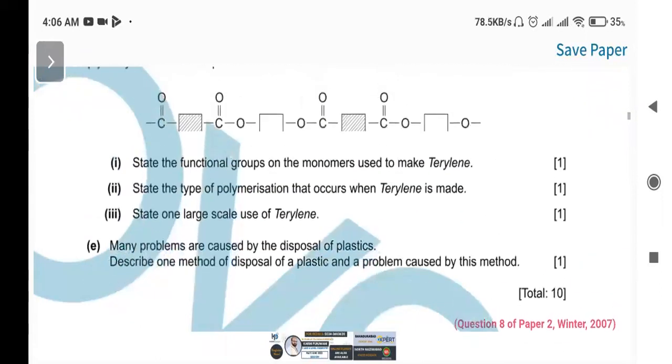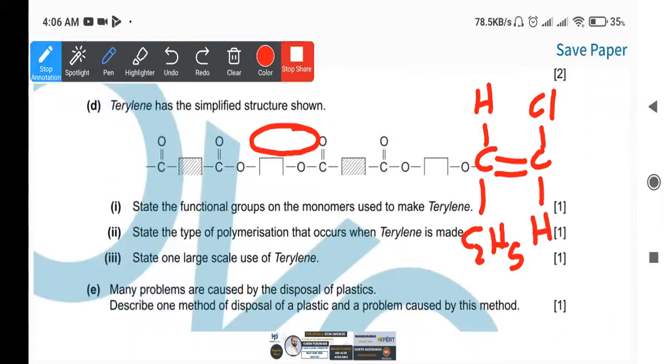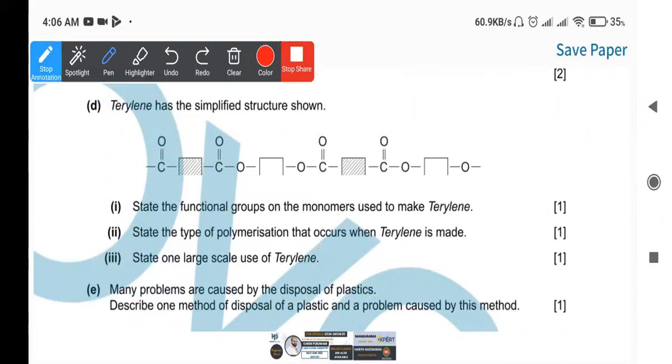Weak acid. Oh, this is easy. State the functional groups present here. So an ester group is present here. Ester group is present here. Ester, and this is the structure of Terylene.